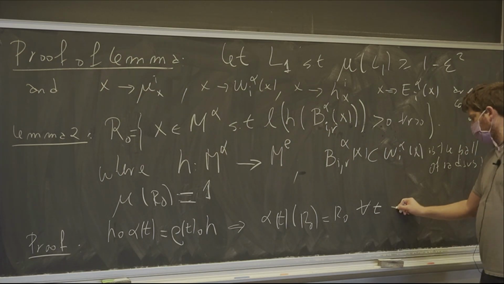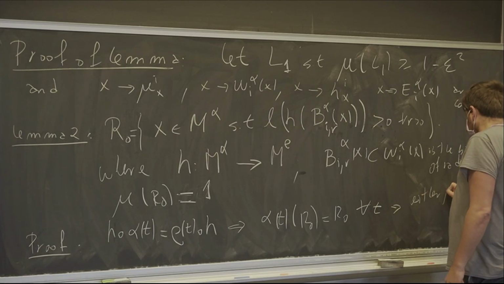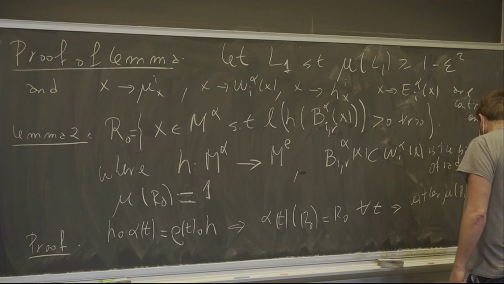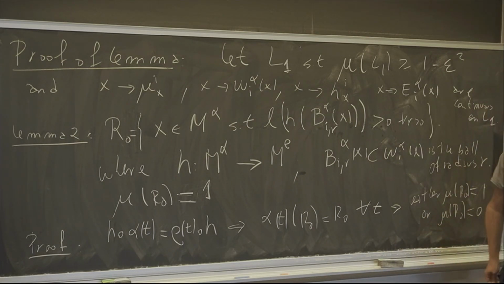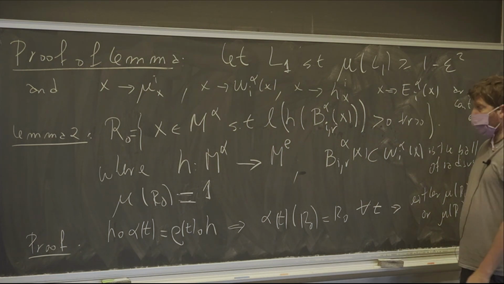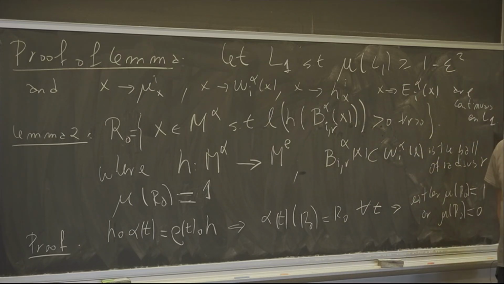So this implies that either mu of R naught is positive, is 1, or mu of R naught is 0, because we assume the measure is ergodic. So it's either full or zero measure, and we have to rule out it being zero measure. We just need to find a point where this measure is non-trivial. As soon as for one point this is true, well, a set of positive measure of points, but this means taking at random one point.